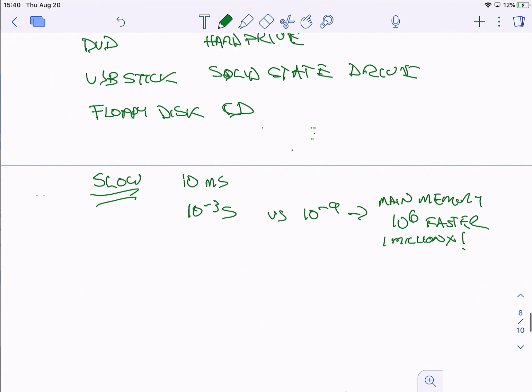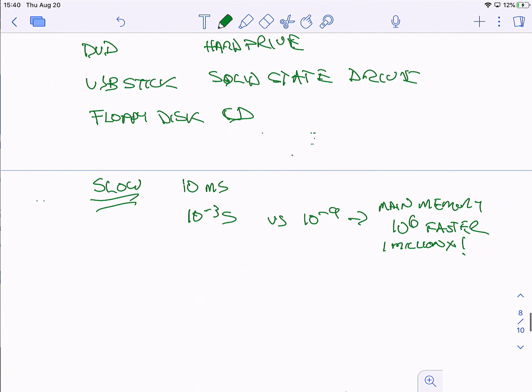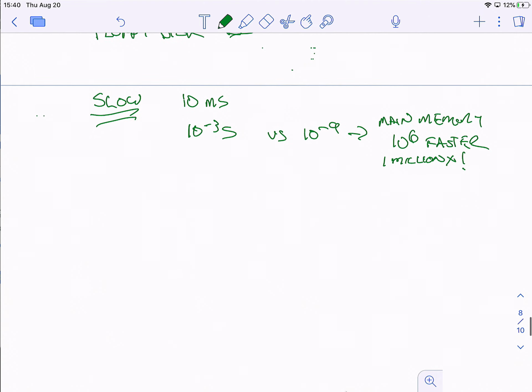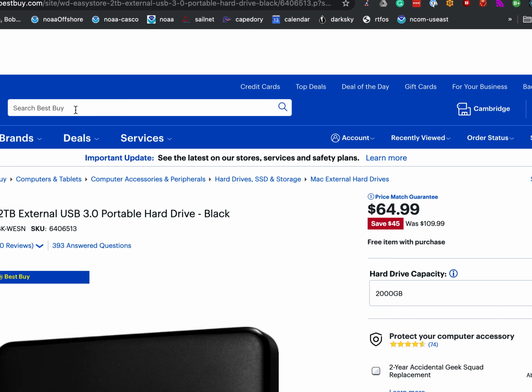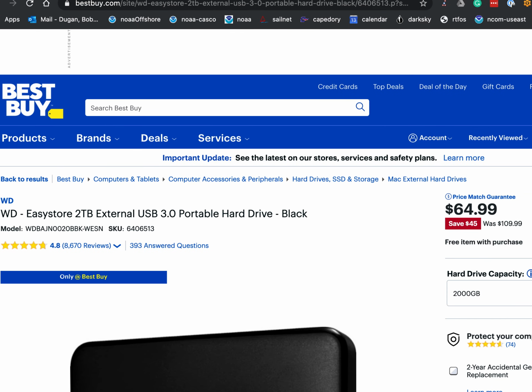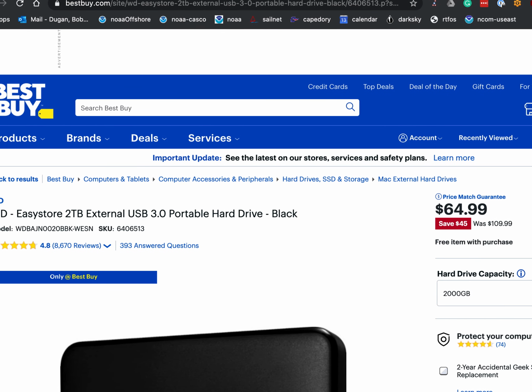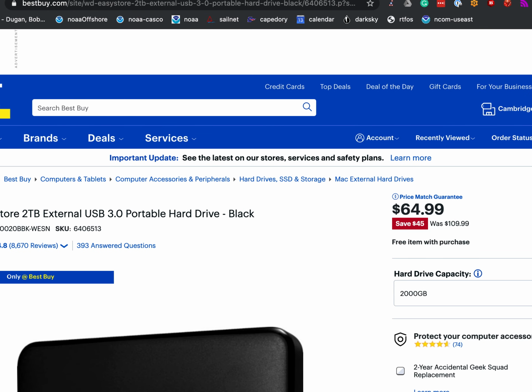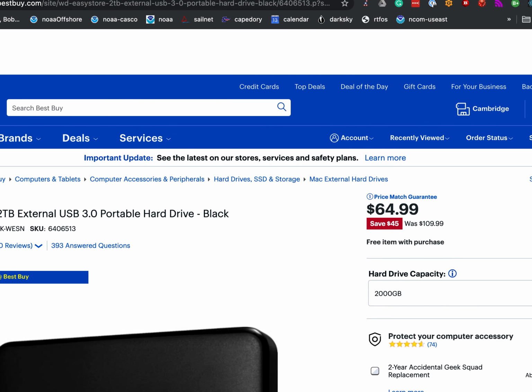So main memory is a lot faster, but it's volatile and it's expensive. How expensive is it? Well, I thought it'd be fun to do a comparison between main memory and secondary memory. So let's do that. Let's take a look here. This is my Best Buy search engine here, and I said, I want to get a hard drive. Well, 2 terabytes cost $64.99.